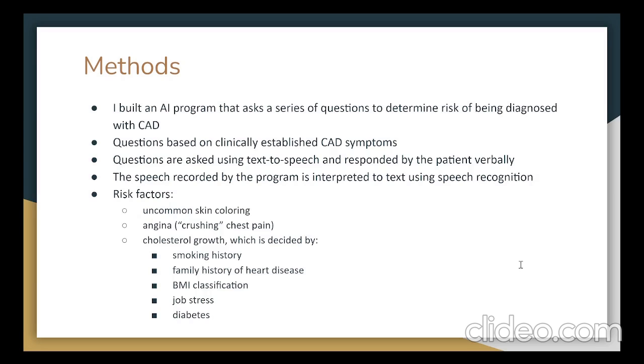The risk factors for my project are uncommon skin coloring, angina, which is a crushing pain behind the chest, and cholesterol growth, which is determined by smoking history, a family history of heart disease, BMI classification, job stress, and diabetes.